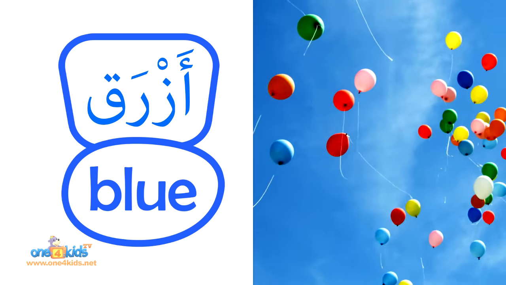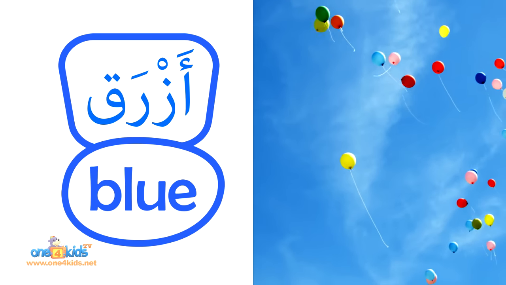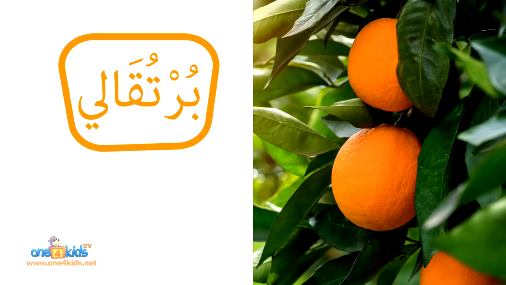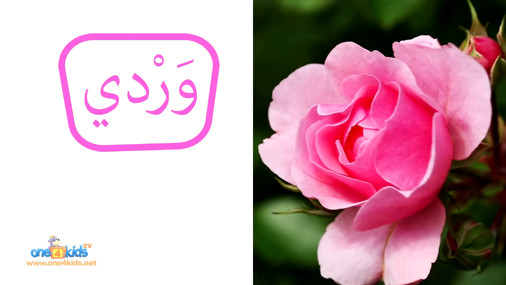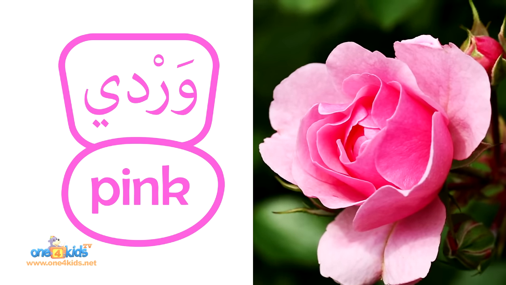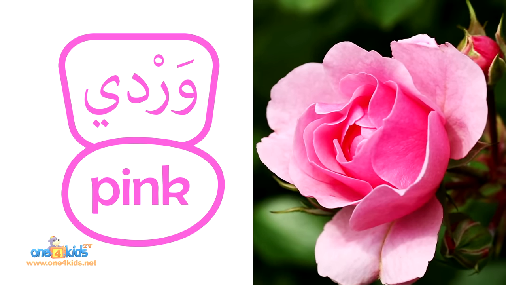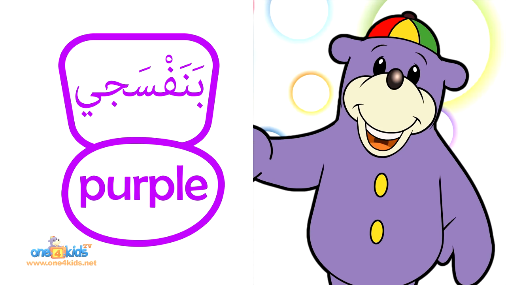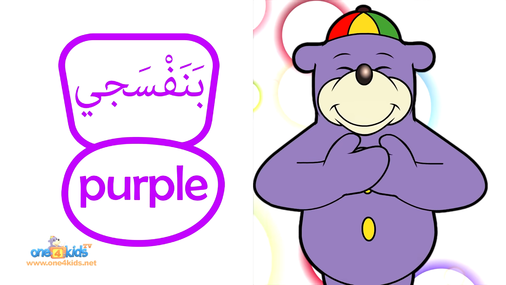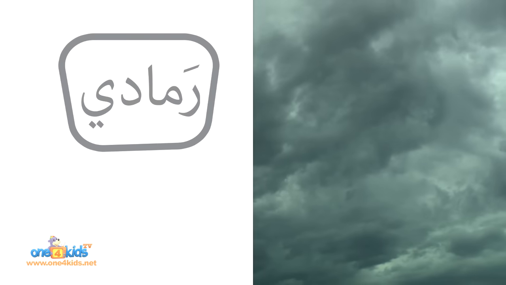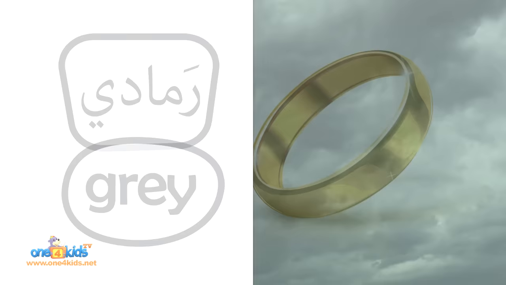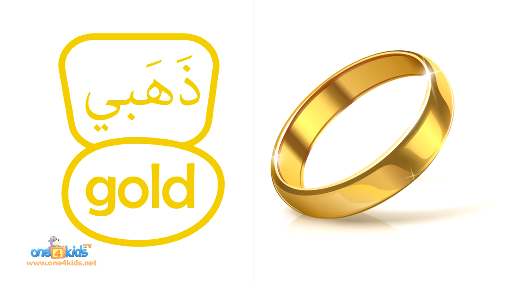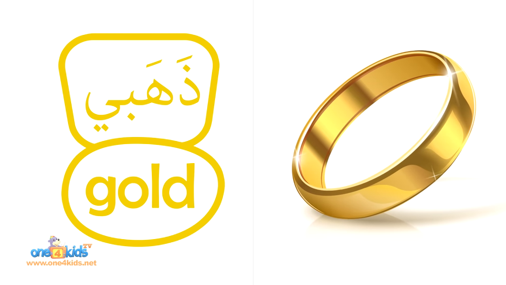Azraq is blue, like the sky above. Portugal is orange, well, like an orange. Wardi is pink, like that pretty rose. Banafsaji is purple, just like me. Rmadi is grey, like the rainy sky. Dhahabi is gold, like that shiny ring.